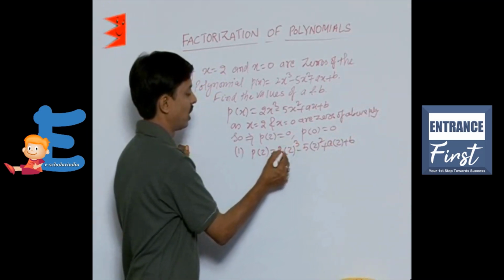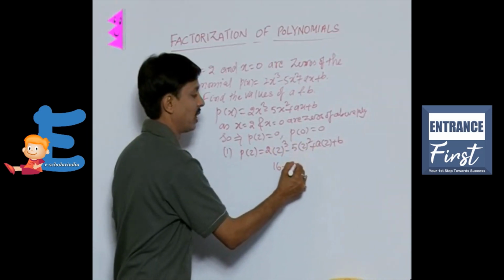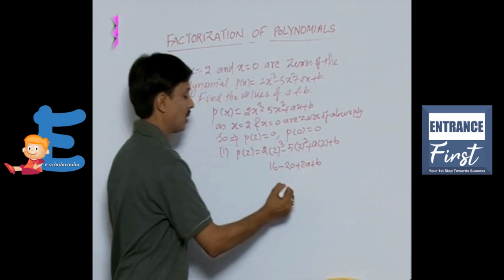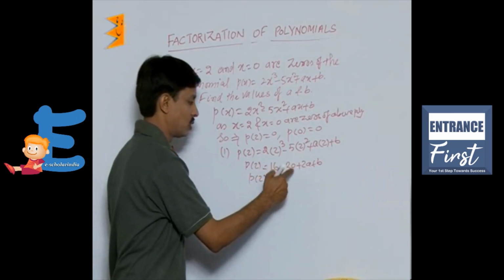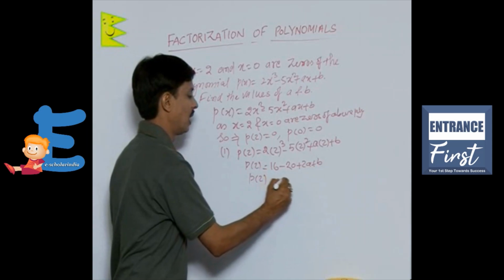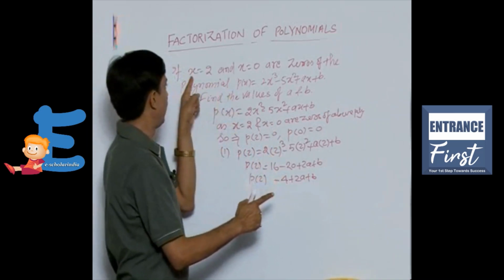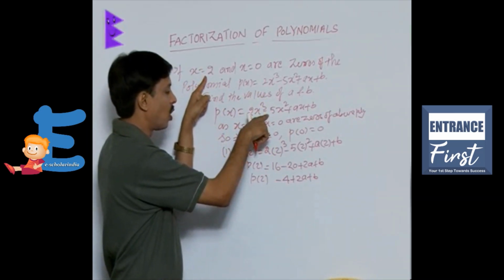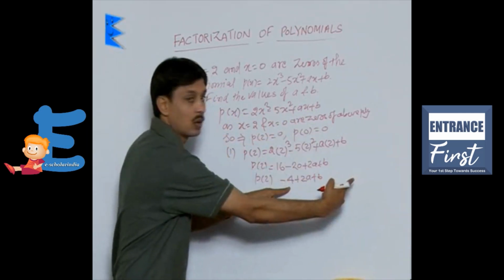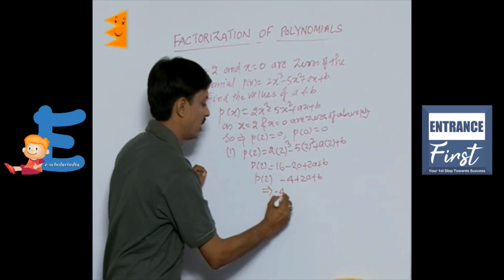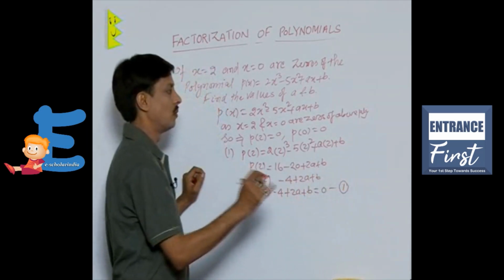This becomes 2 × 8 = 16, minus 5 × 4 = 20, plus 2a plus b. So the answer of P(2) is coming out to be: 20 negative, 16 positive, left with −4 + 2a + b. But as given that x = 2 is its zero, on putting x = 2 in this polynomial, whatever has come out must be equal to 0. This implies −4 + 2a + b = 0, equation number 1.